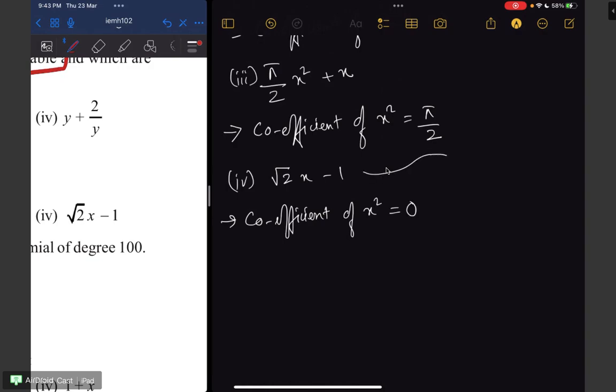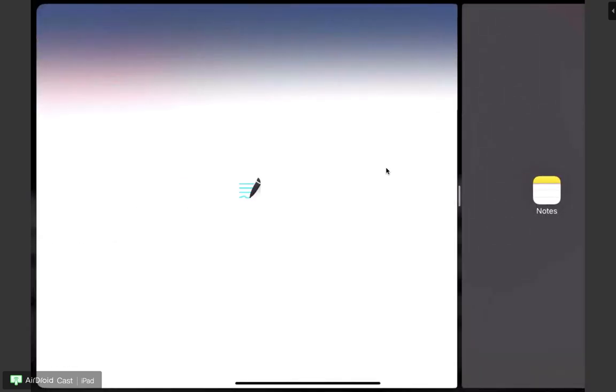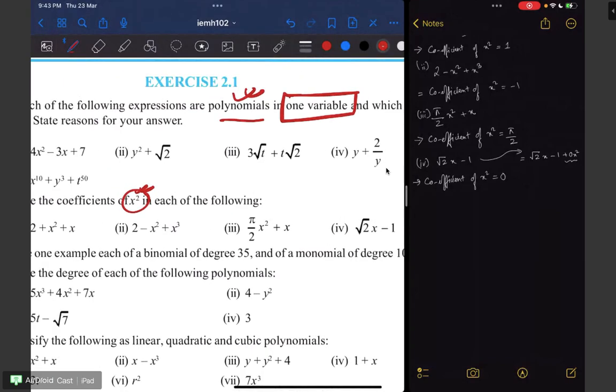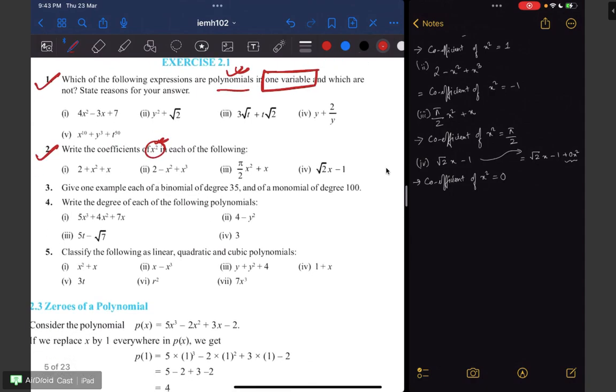Now why is it 0? The question may arise in your mind, because I can write it in this manner, right? Root 2x minus 1 plus 0 x square. If we write it like that, will it make any difference to this expression? No, it will not make any difference to the expression. Therefore, if the term is not present, we write the coefficient of x square as 0. Alright, so with this the second question is completed. We are done with the first and second questions. Now let's go to the third question.